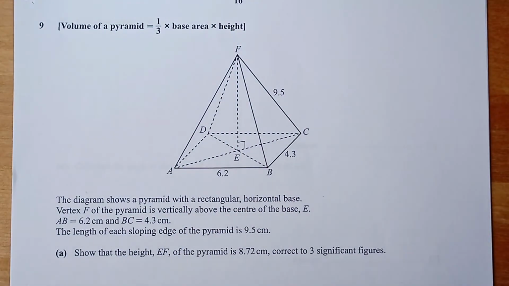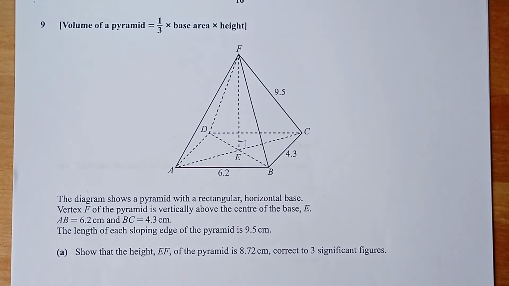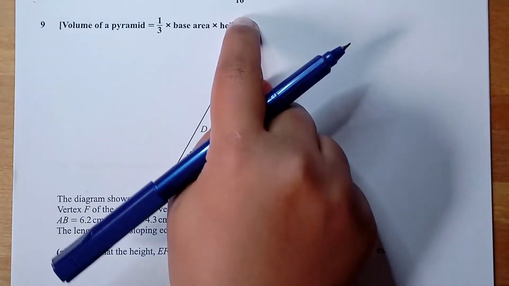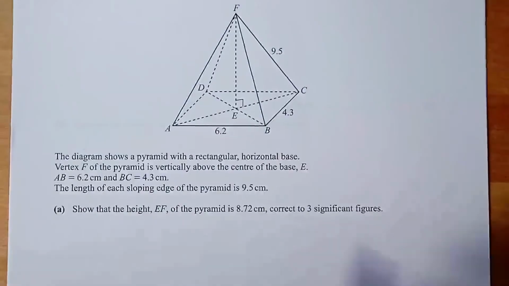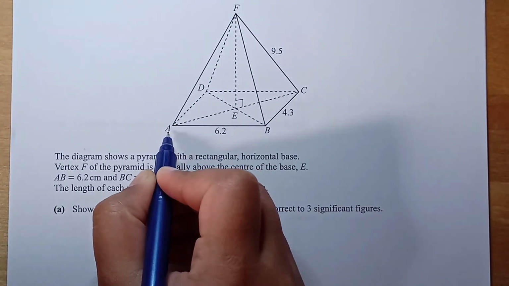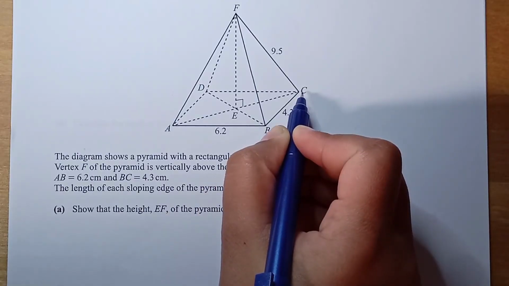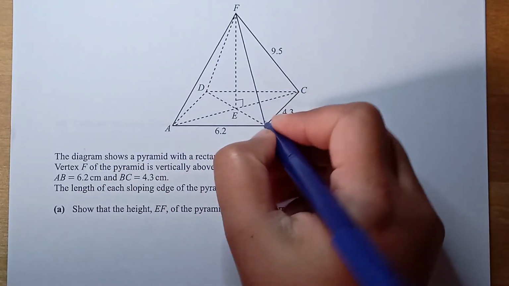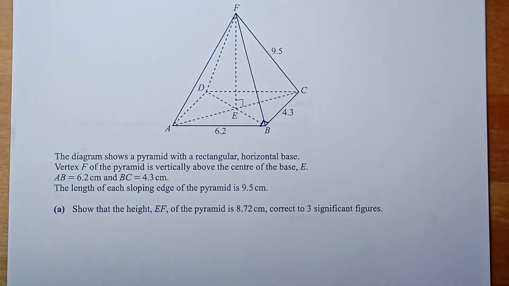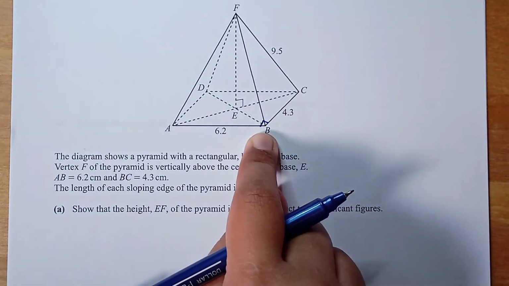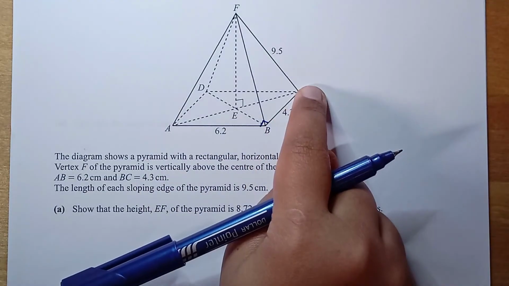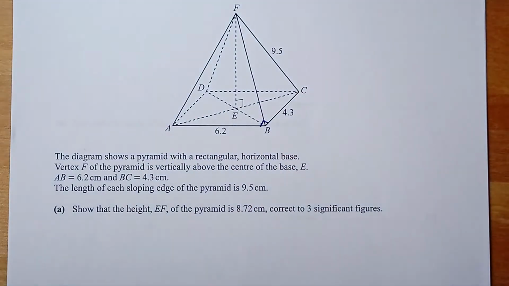Now for part A, show that the height EF, the height of the pyramid, is 8.72 centimeters, correct to 3 significant figures. Okay, so we need to find this height. First we have to consider this triangle ABC. Since it is a rectangular base, B is a right angle. So we have AB, we have BC. We can find AC by using Pythagoras theorem.